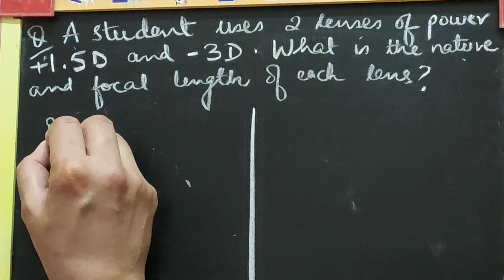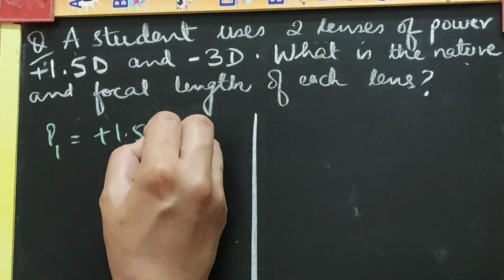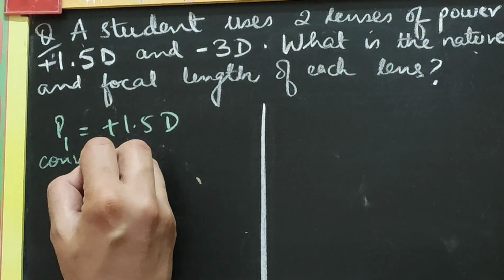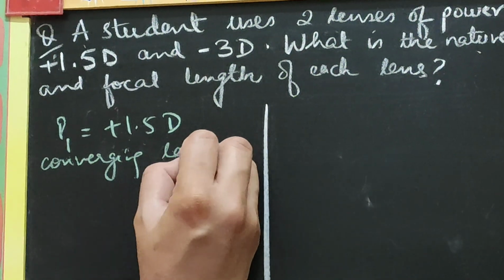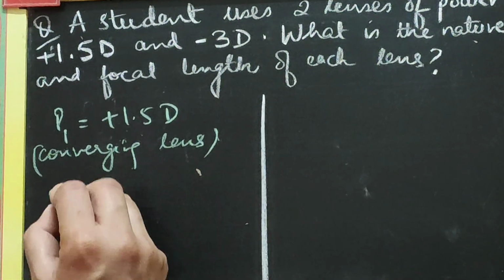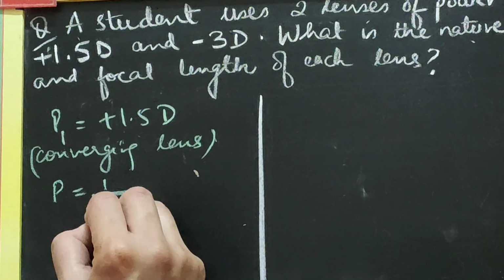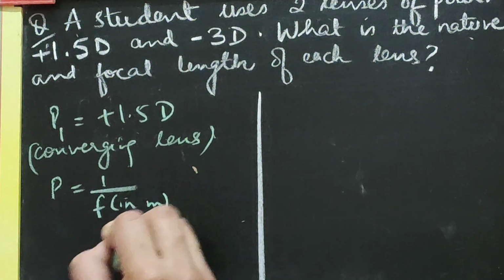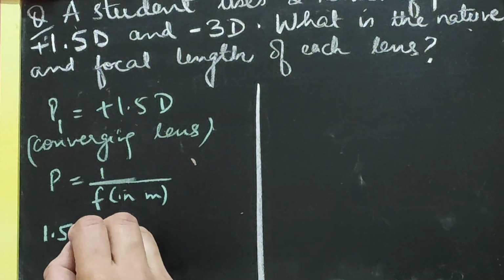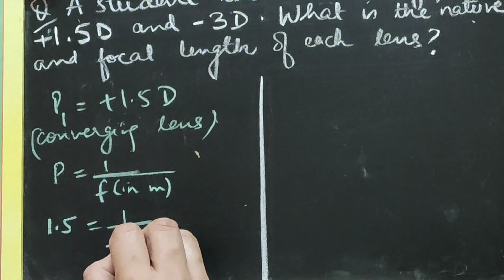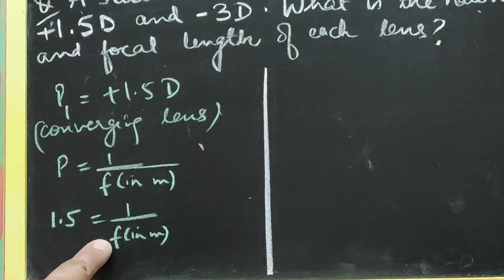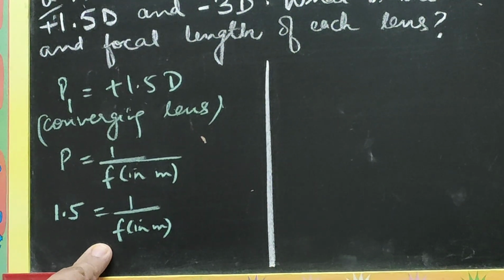For the first lens, power is given as plus 1.5 diopter. So this positive power is indicating that it is a converging lens or a convex lens. You have to also find the focal length of the lens. We will use the formula for power which says power is 1 upon focal length in meters. When I put the value in this formula, power as 1.5, I can calculate focal length in meters. So I will have to reciprocate this number and I will get the answer in meters.